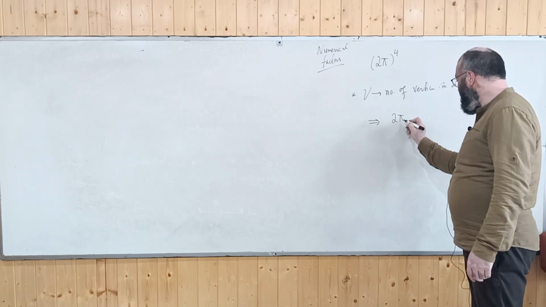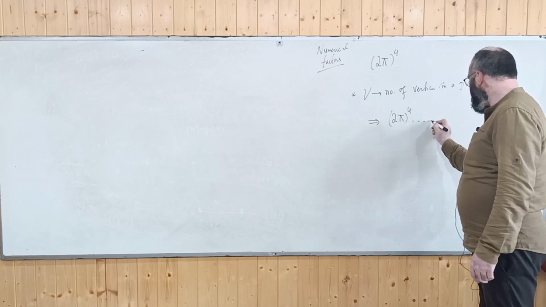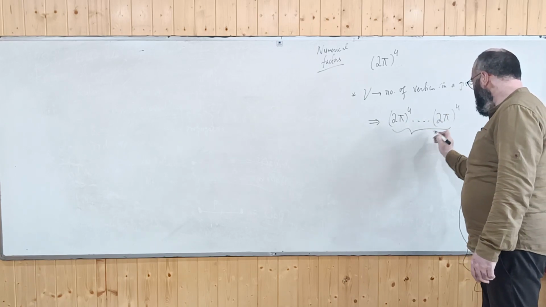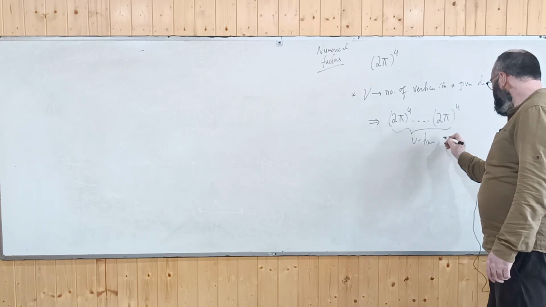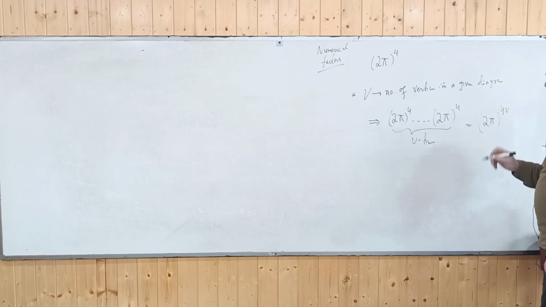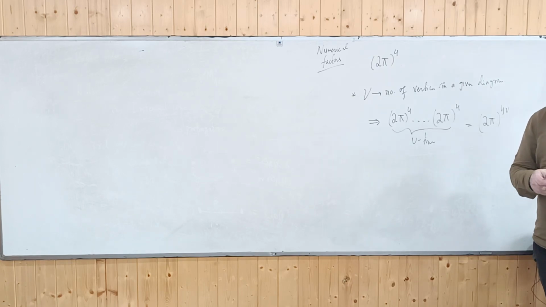So you are getting 2π raised to the power 4, up to V times. Okay, so these are V times. So it means (2π)^(4V). So these are the number of vertices. Now, these are the number of (2π)^4 factors.